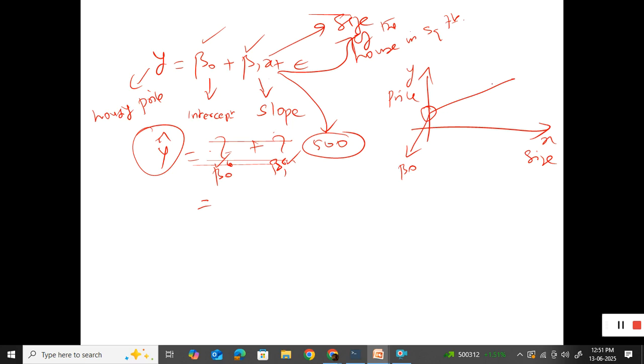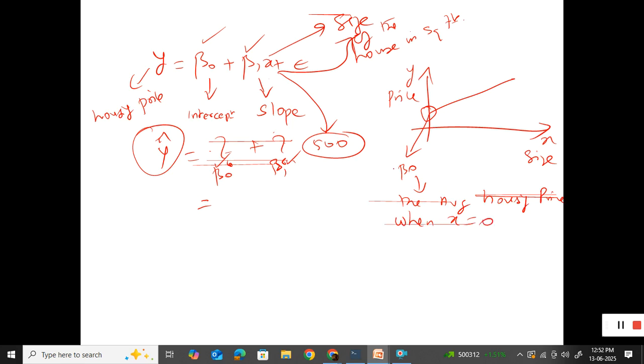So I am a businessman. You tell me how it is going to be helpful in understanding dollars and money, or rupees. Here, beta naught tells us the average housing price when the size is 0. So the beta naught is the average housing price when x equal to 0.